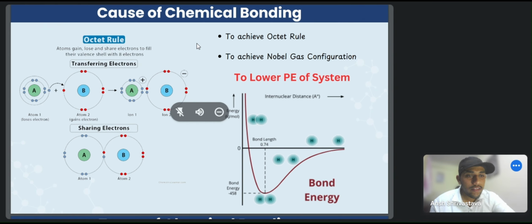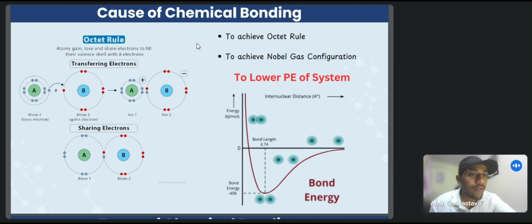So now that we have set the stage, let's dive into the cause of chemical bonding. Why does chemical bonding take place in the first place? So atoms don't exist in isolation. They interact with one another to form bonds. But why do they do this? The main driving force behind bonding can be explained by the two fundamental ideas mentioned here, as you can see in the illustrations. Number one is the octet rule and number two is to lower the potential energy of the system.